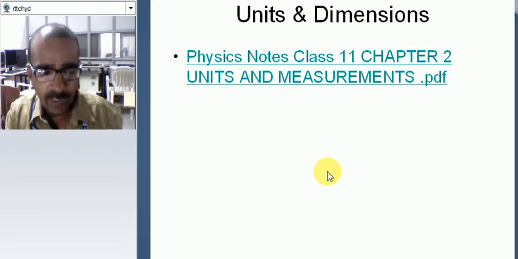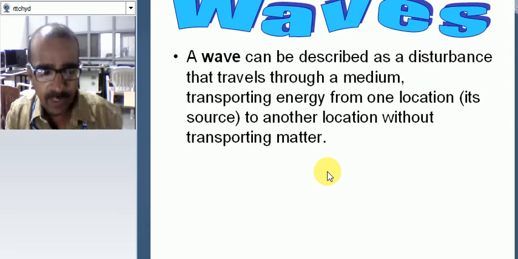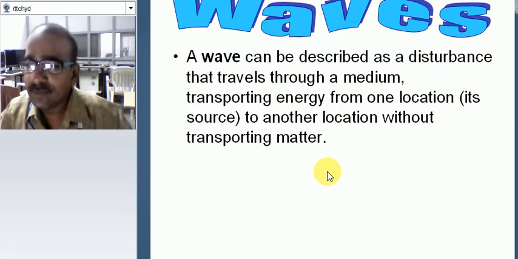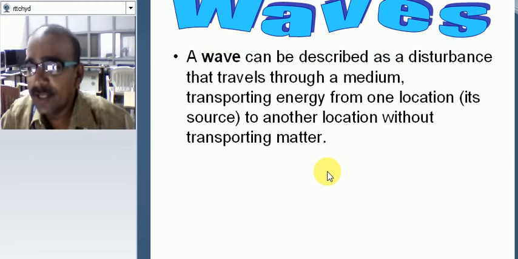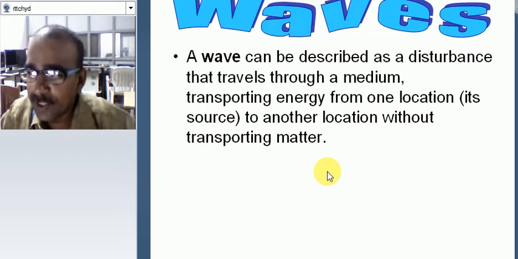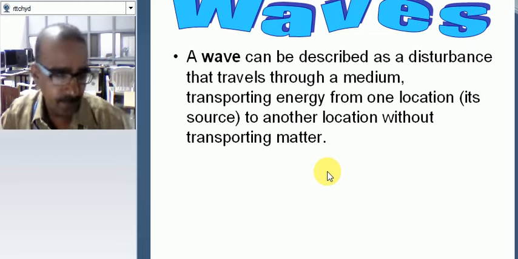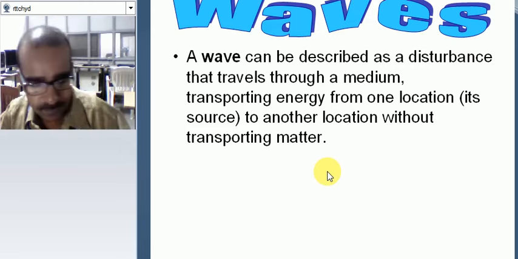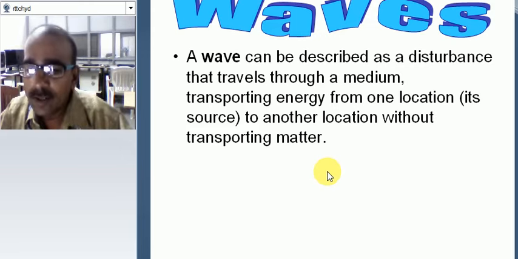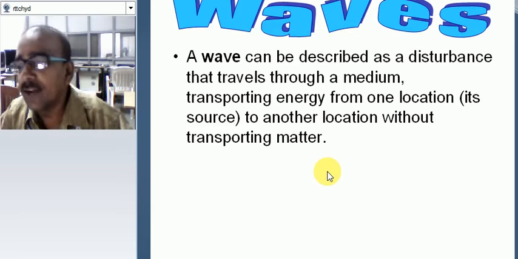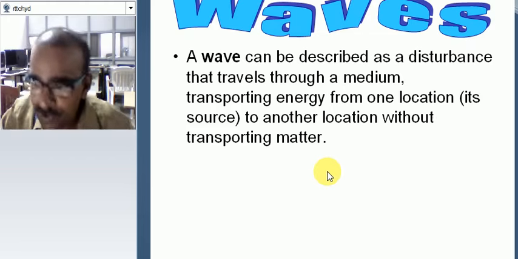Next come the waves. A wave can be described as a disturbance that travels through a medium, transporting energy from one location to another without transporting the matter. So the main topics which we are going to cover are, first, the types of waves.